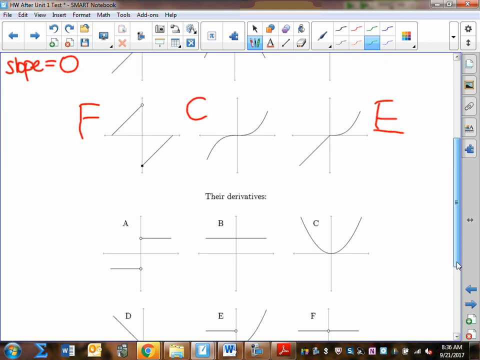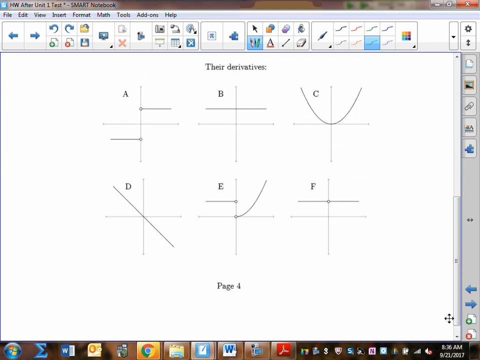If I look at my graph choices, here my slopes are different. Here my values are different, meaning the slopes were different.